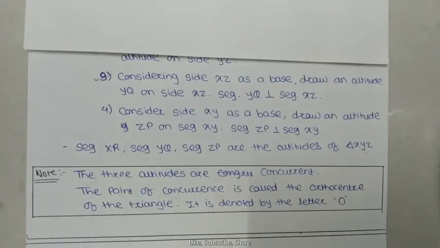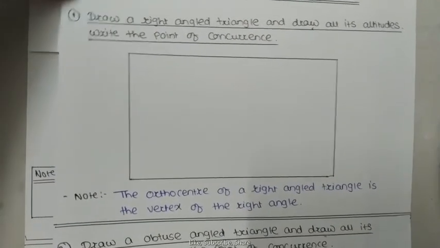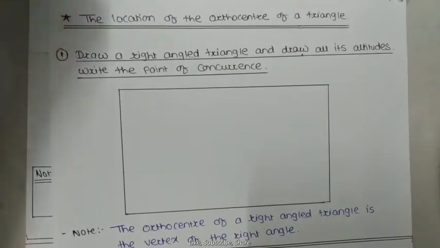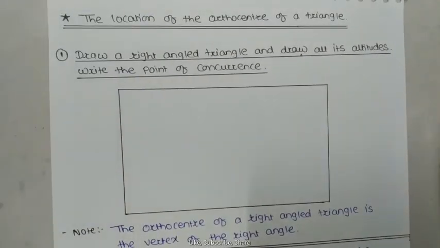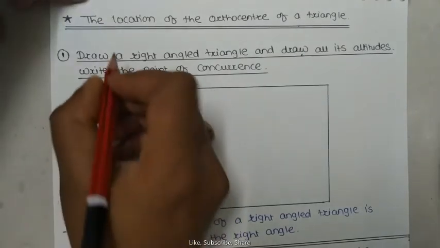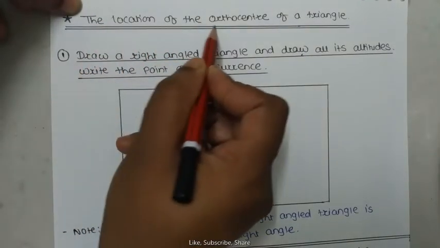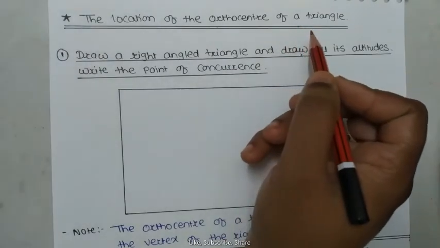Triangles are of three types: right angle triangle, acute triangle, and obtuse angle triangle. Okay. So for these three types of triangles, we will discuss the location of the orthocenter. First of all, we have to consider the first one. The heading is the location of the orthocenter of a triangle.